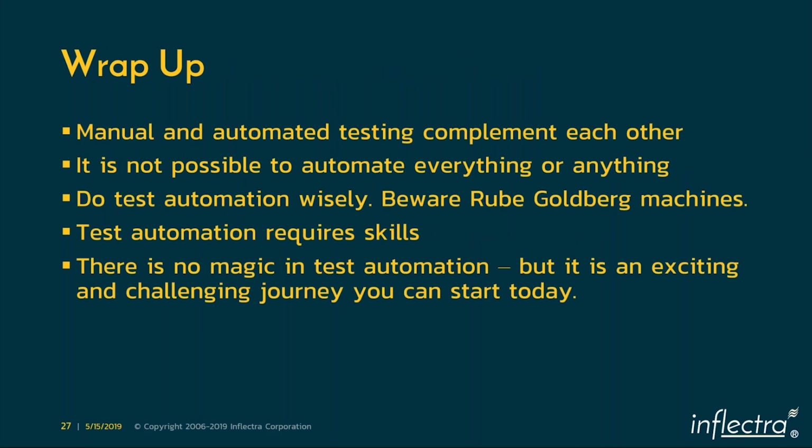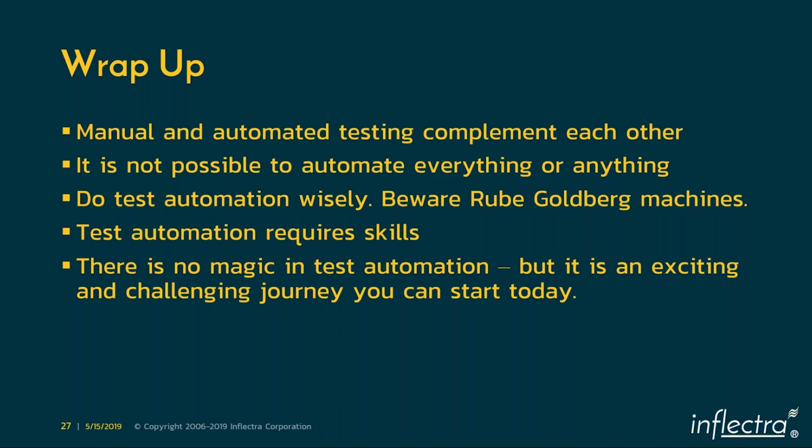So, wrapping up. Manual and automated testing are really not something mutually exclusive. These types of testing complement each other. Test automation may and should save time for exploratory testing. It is not possible to automate everything.